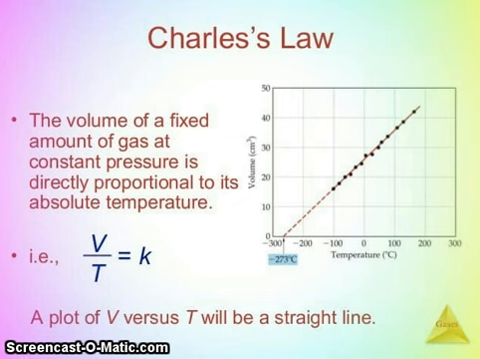Now friends, Charles' law. The volume of a fixed amount of gas at constant pressure is directly proportional to its absolute temperature. That is, V by T is equal to K. From this mathematical formula, a plot of V versus T will be a straight line. So look at this straight line, which is volume versus temperature.